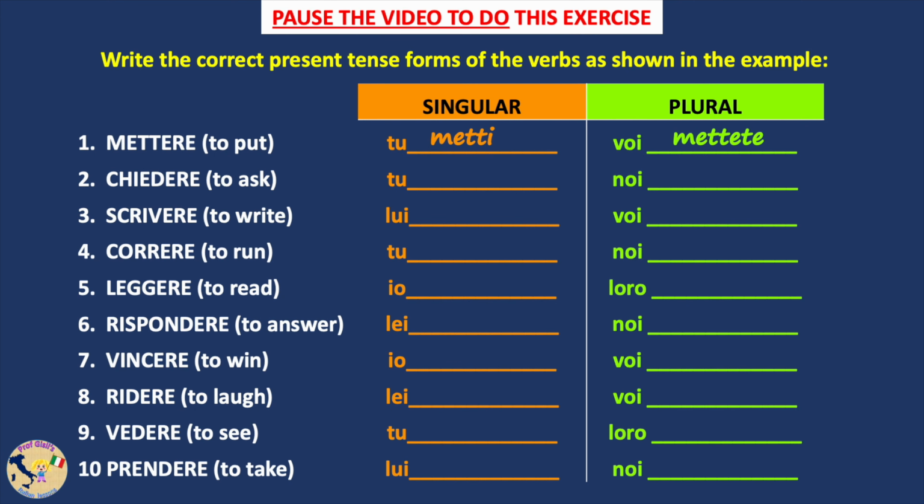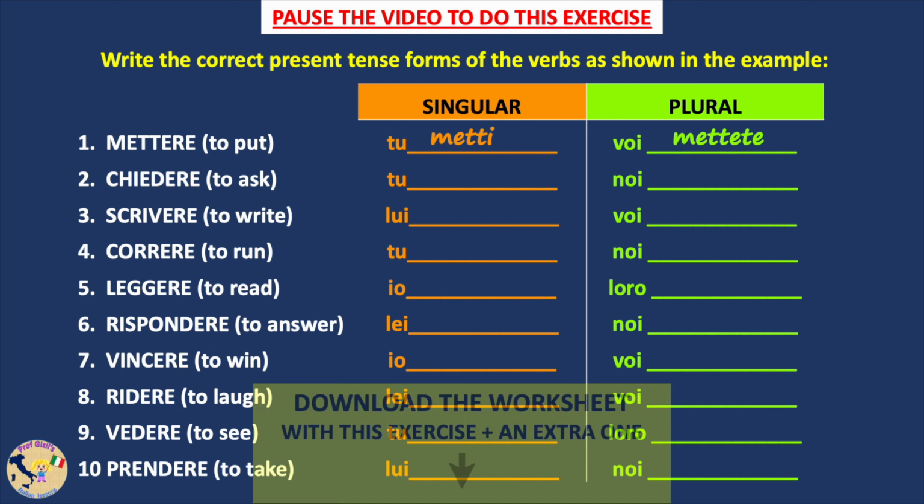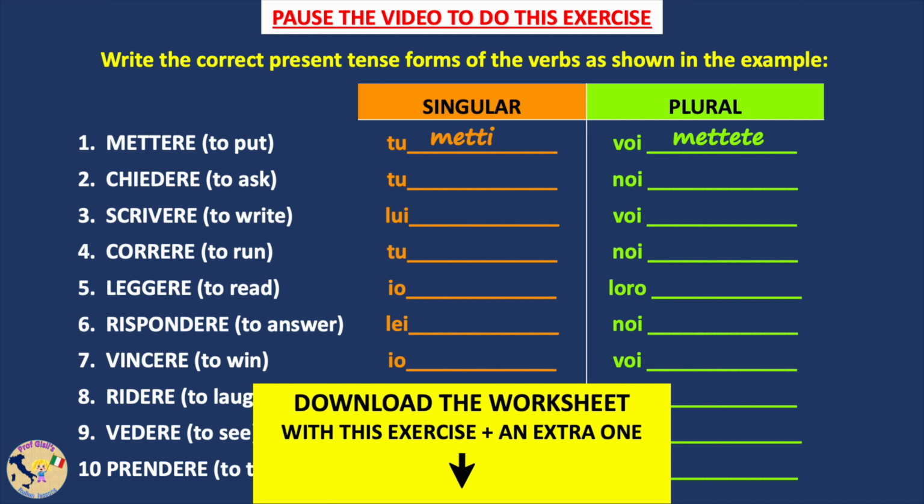Now follow the example in the first row and then write down the present tense forms of the regular verbs ending in ERE listed below. You can pause the video to do this exercise and then resume it to check the answers. You can also use the worksheet linked in the description box. There you will also find a second exercise. Answers to both exercises are available in the description box.